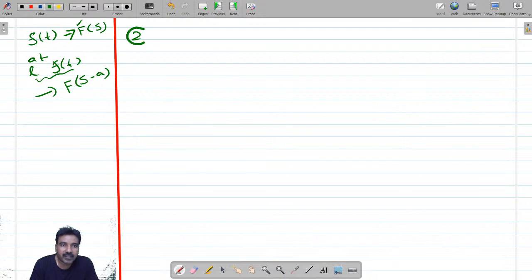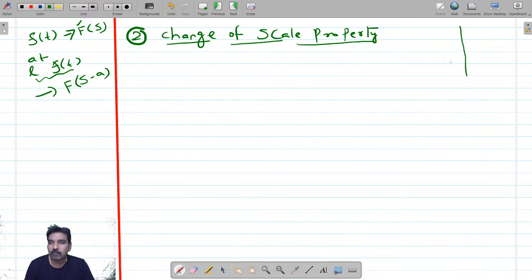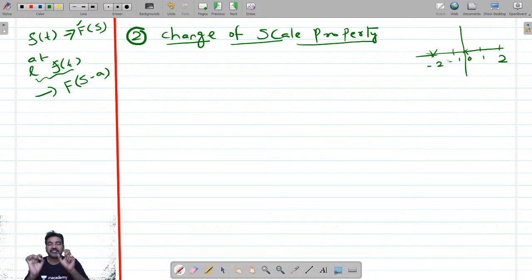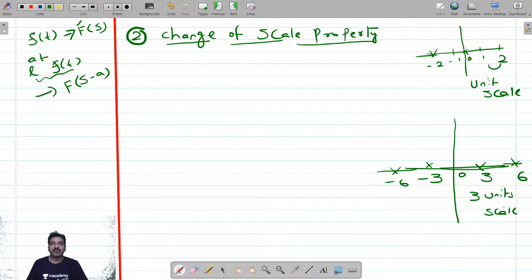Some more properties. Let us start with the change of scale property. Very simple. You can understand what we mean by change of scale. Suppose I want to plot the graph of a curve. I can maintain 1 unit length. So this is 1, this is 2, this is origin, and this is -1, this is -2. Suppose the graph sheet is very small, this is unit scale because I maintained a gap of 1 unit. Sometimes I may go for a graph like this. I may have 3 units, 3, 6, -3, -6, origin like this. This is a 3 units scale because the difference between consecutive numbers is 3.